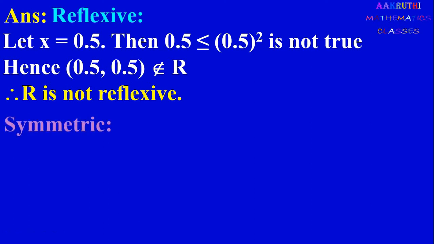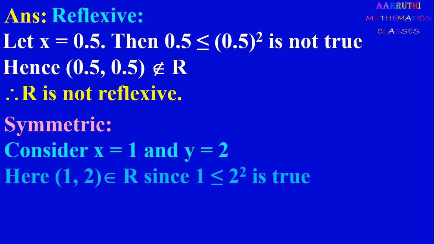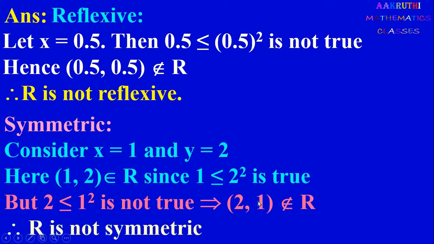Now we consider symmetric relation. We consider x equal to 1 and y equal to 2. So we have 1 is less than or equal to 2 square, 1 is less than or equal to 4. It is true. But check whether 2 is less than or equal to 1 square. That is not true. (2, 1) does not belong to R. Now here (1, 2) belongs to R but (2, 1) does not belong to R. So therefore this relation is not symmetric.